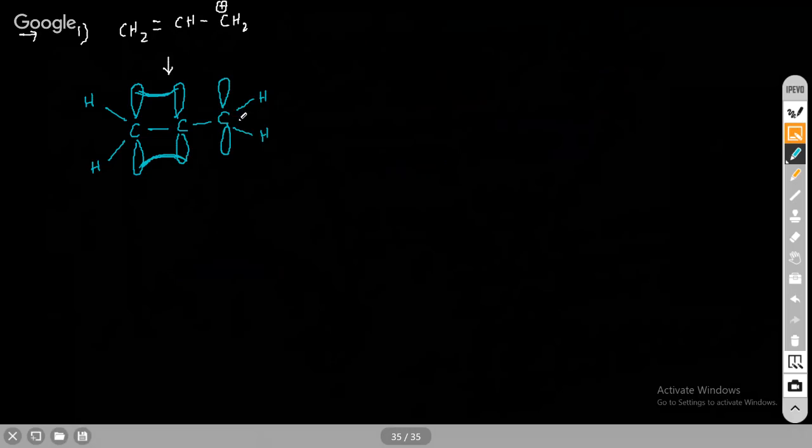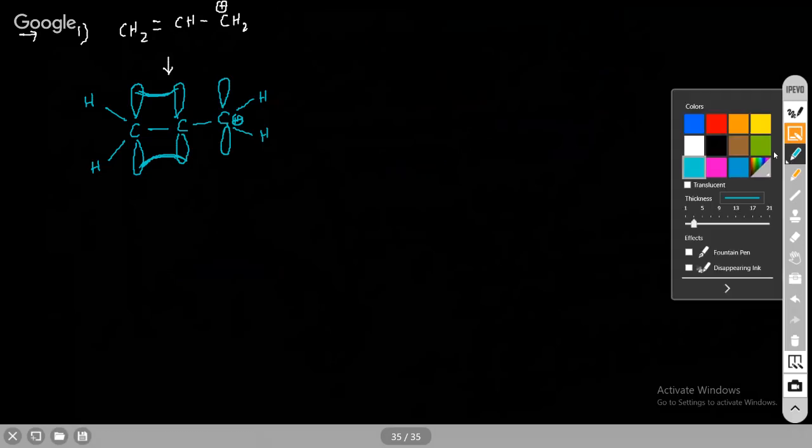That's why this carbon has a positive charge on it. Positive charge means what? It has lost an electron, right? So that's why this orbital is vacant now. There is no electron present in this orbital, and that's why when this electron pair jumps over here, it can accept this electron and will have a pi bond over here.